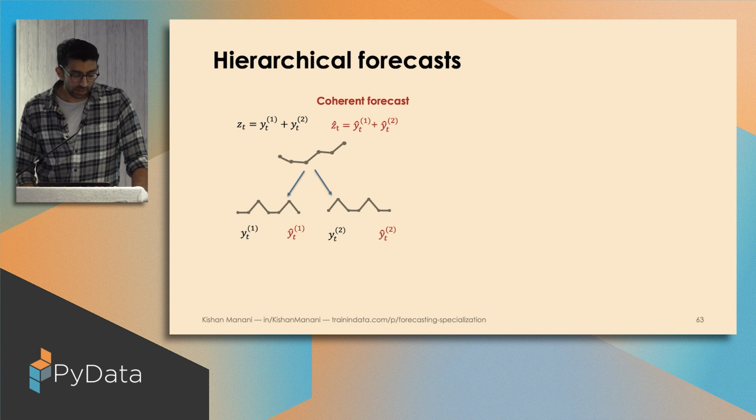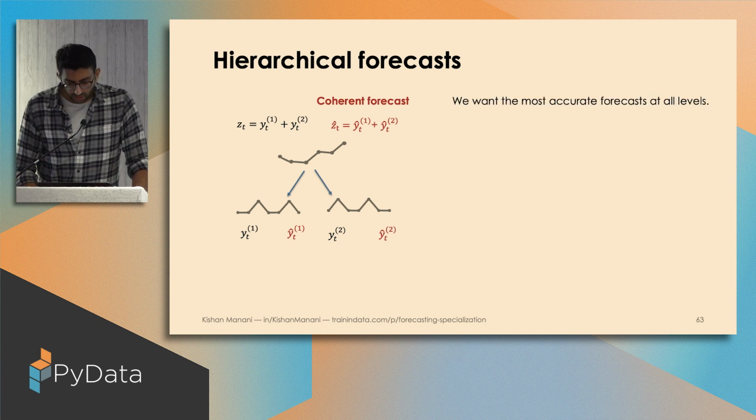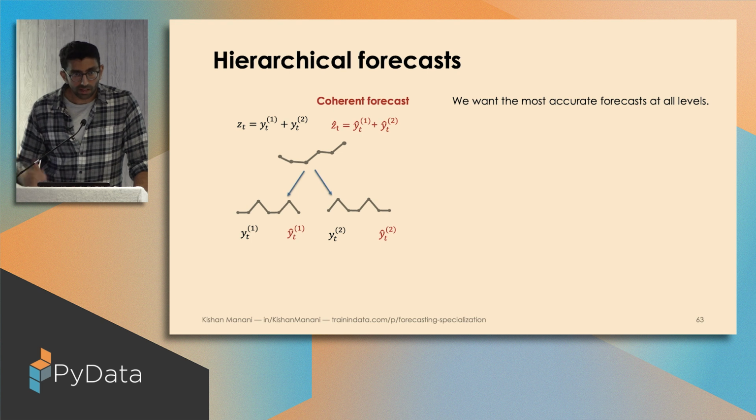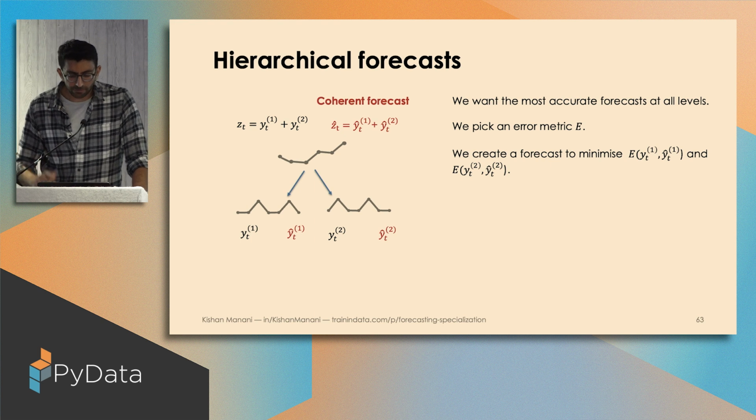A typical way of doing hierarchical forecasting, one approach, is called bottom-up. So you make a forecast at the bottom level of the hierarchy, and then you sum them together to get the forecast at the higher level, and you have that property of being coherent. We want the most accurate forecast at all levels of the hierarchy. So we would pick an error metric, and then create a forecast that minimizes the error of that metric on both of our forecasts at the bottom level.